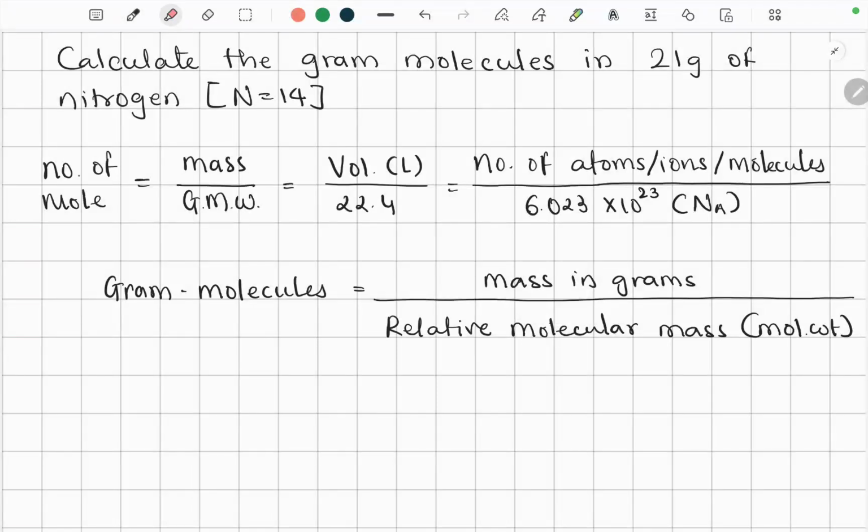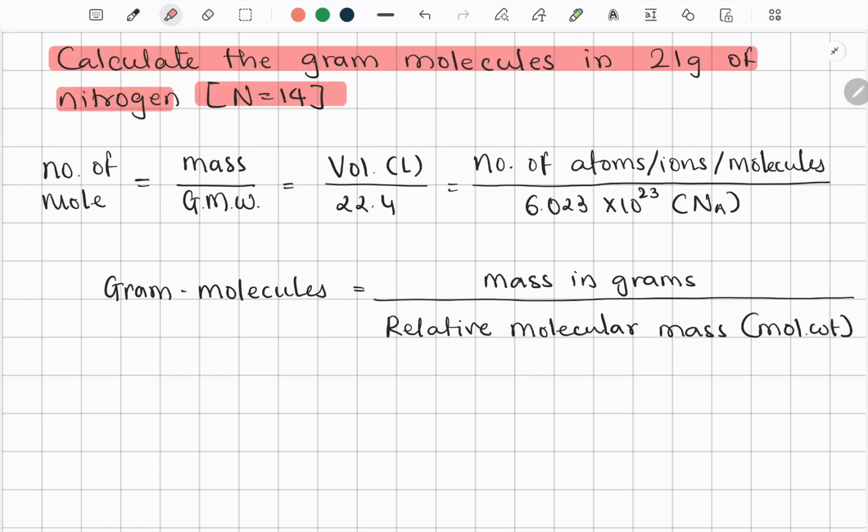Let's try to understand this question. It asks us to calculate the gram molecules in 21 gram of nitrogen, and the relative atomic mass of nitrogen is given, which is 14. Let's understand once again this term, gram molecules. Earlier it was the gram atoms, now it's gram molecules. So it's again very simple.